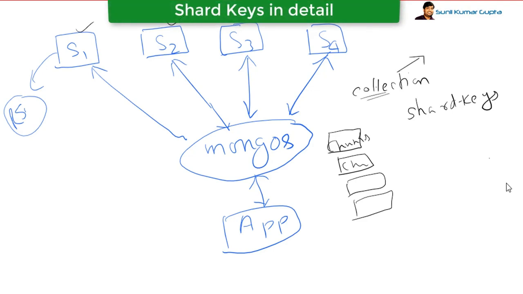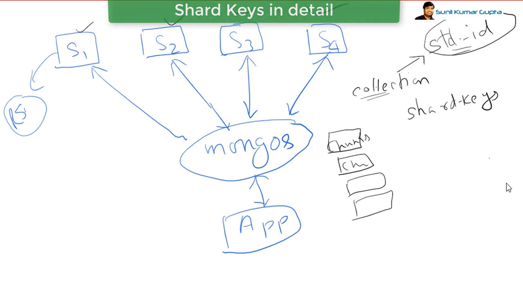Suppose this collection has a field like student ID. So this student ID will be declared as a shard key and it should be there in all the documents. Whatever field you make a shard key should be immutable, it should not be changing, and it should be available in all the documents of the collection. Then only can it be eligible for the shard key.